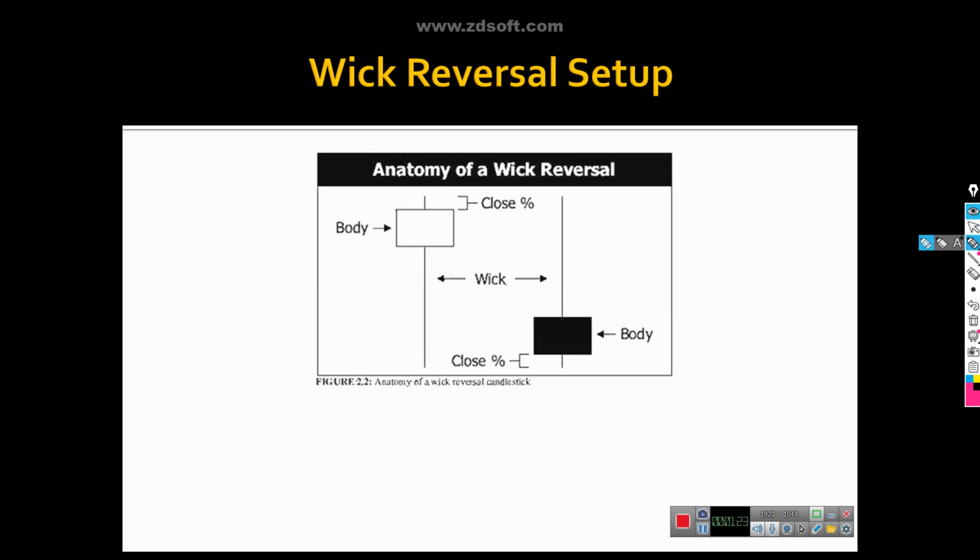In this wick reversal setup, there are three important parameters. One is the body, the other is the wick length, and the third one is the close percentage. For a green body, this is the body length, this is the wick length, and this is the close percentage. From the high to the closing is called the closing percentage. These three are very important in understanding this wick reversal setup. Similarly, it is the same for the red candle.